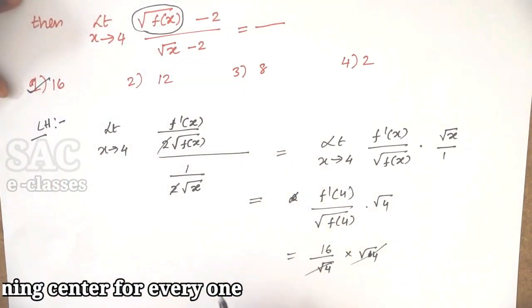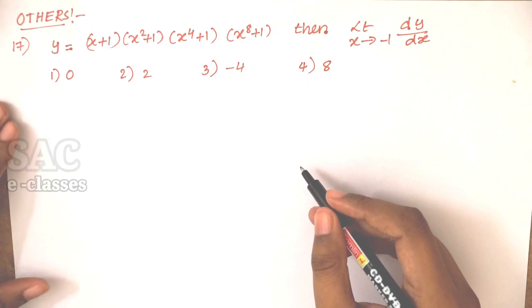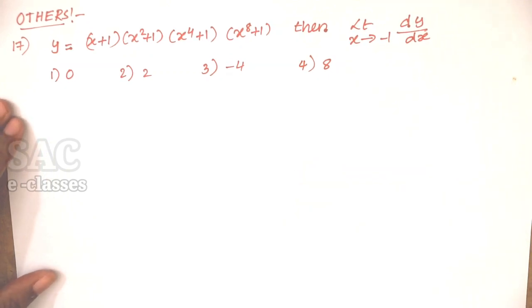Answer is 16. Very simple, but the concept you have to learn more. Let's move to the next problem. y equal to (x plus 1) into (x square plus 1) into (x power 4 plus 1) into (x power 8 plus 1). They are asking you to find out limit x tends to minus 1 of dy by dx.